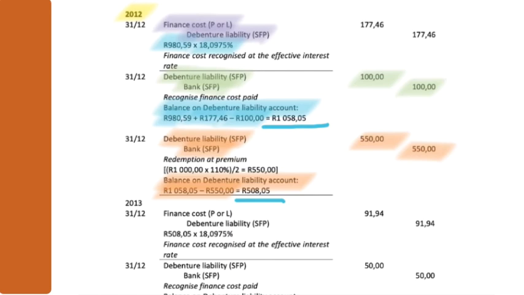Just a comment on this point. Remember in your statement of financial position, any asset or liability, you have to decide, is it a current asset, a current liability, a non-current asset, a non-current liability. So the same applies to financial instruments. You need to decide this debenture liability, will it be under current or non-current liabilities? How do you decide that?